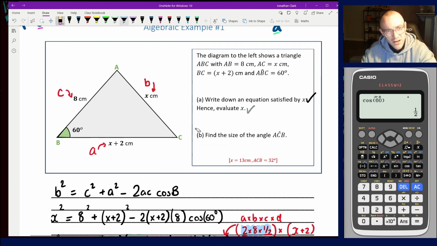And this helps me unlock a little bit of information actually. I know that this side B is actually just 13 centimeters now. And this side, A, I know that x is 13, so it's 13 plus 2, which is a 15 centimeter side.